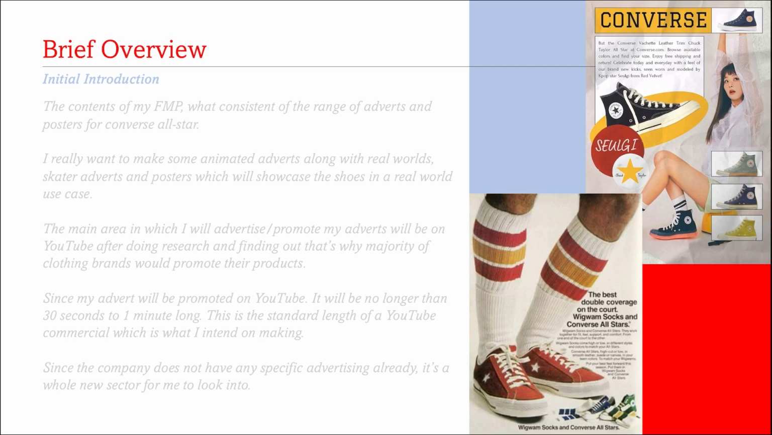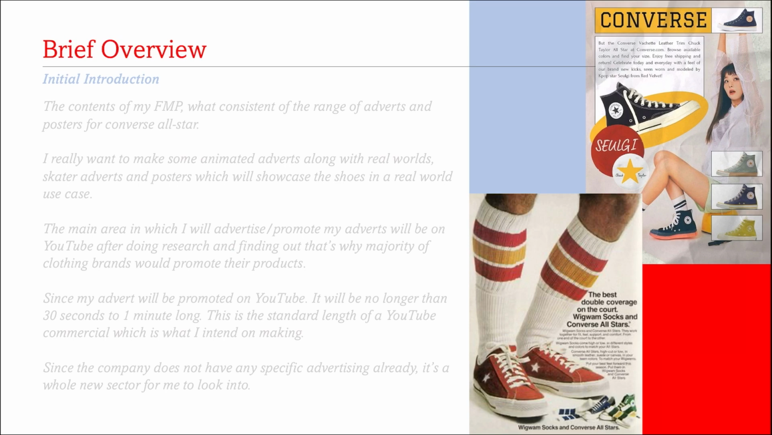The main area I will advertise / promote my advert will be on YouTube after doing extensive research and finding out that's where the majority of clothing brands would promote their products. So I've noticed that clothing brands such as Converse, Vans, Dickies, they mainly promote their products within the YouTube realm, which is very interesting, and they promote their clothes on YouTube with normally about a 30-second to 1-minute advert, unskippable before a YouTube video.